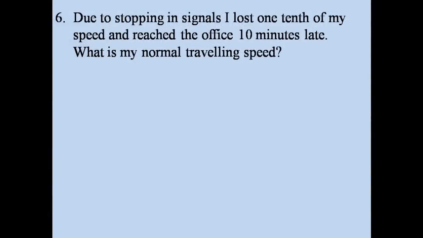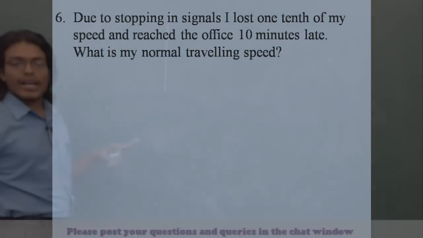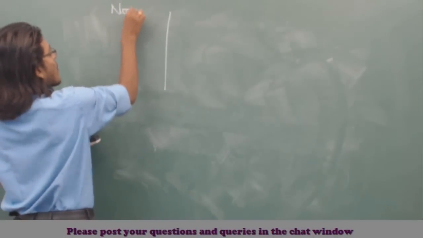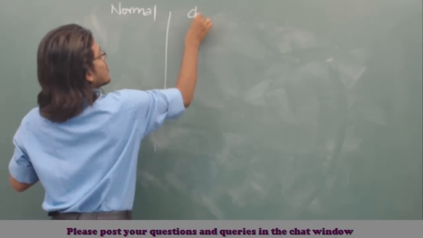Yeah, this is an example of the first type of problems when we saw the concepts. Okay. Due to stopping at signals, I lost 1/10 of my speed and reached the office 10 minutes late. What is my normal traveling speed? Or rather, what is my normal traveling time, because you cannot calculate speed. The thing is, you again have two sets of data, normal and changed.